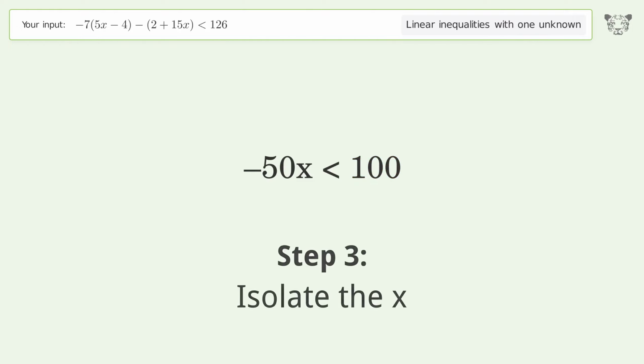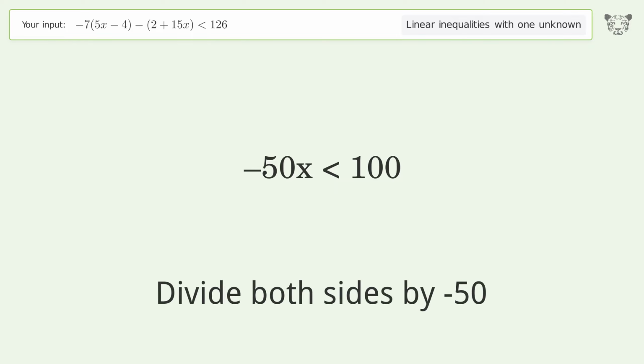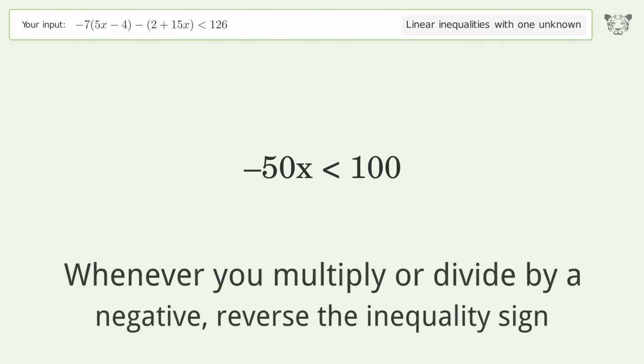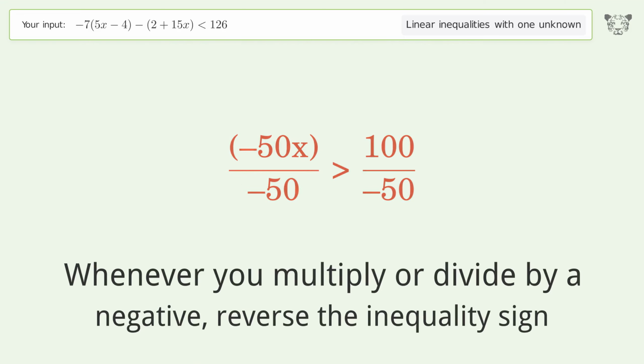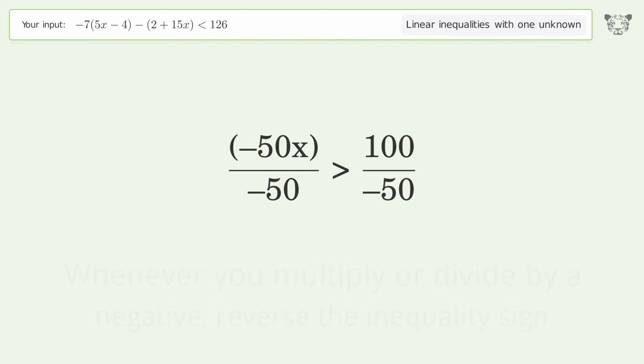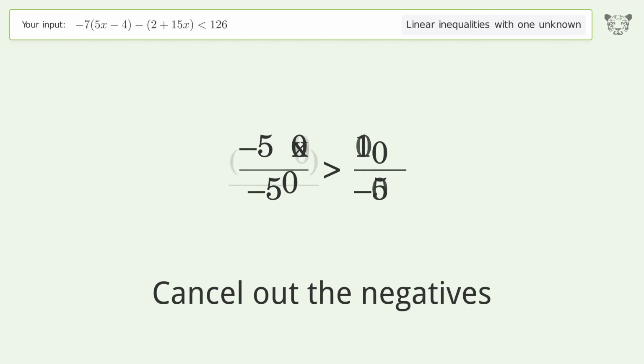Isolate the x. Divide both sides by -50. Whenever you multiply or divide by a negative, reverse the inequality sign. Cancel out the negatives.